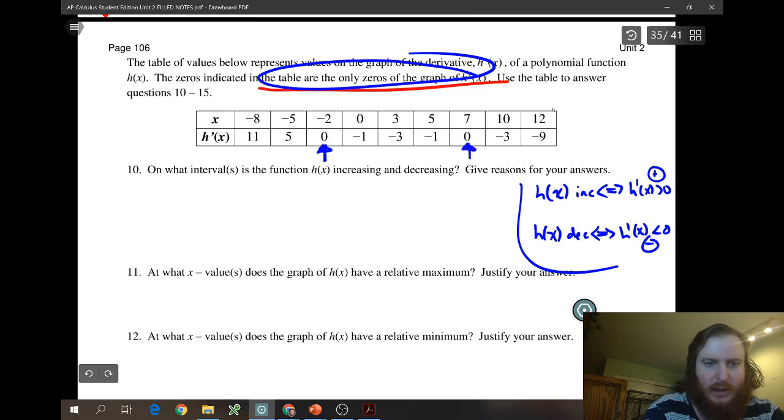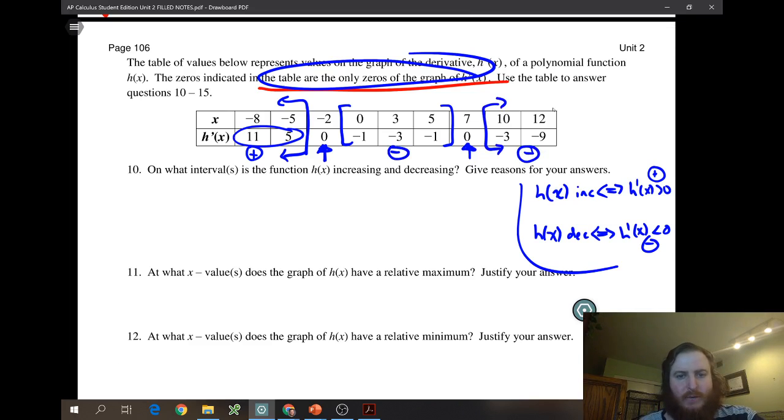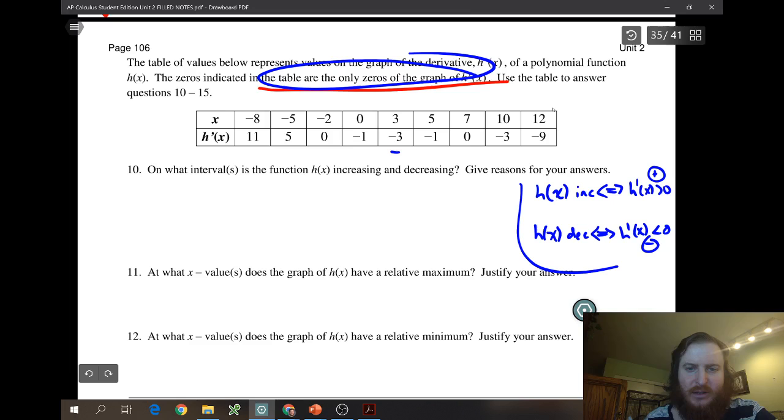I know that anything smaller than -2, anything going this way, is going to be the same as these numbers, positive. Anything in between -2 and 7, those are all negative values. And anything after 7 is going to be negative again. So that's kind of showing us. And yesterday we did the whole number line analysis. If the table is weird to you, I actually always do these with a number line analysis because it makes it so much easier.